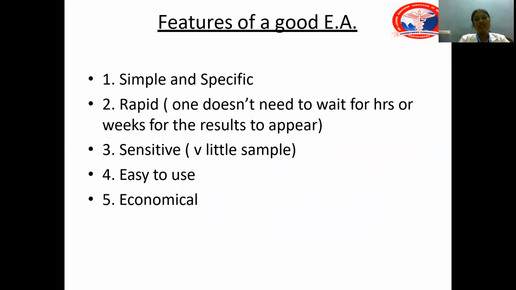So what are the features of a good enzymatic assay? These are the basic features we need for an enzymatic assay to fulfill the required criteria. That is, it must be simple, it must be specific, and it must be rapid. So we need not wait for hours or weeks for the results to appear. And it must be sensitive. That is, a very minute amount of sample is needed. And it must be easy to use, and it must be economical.